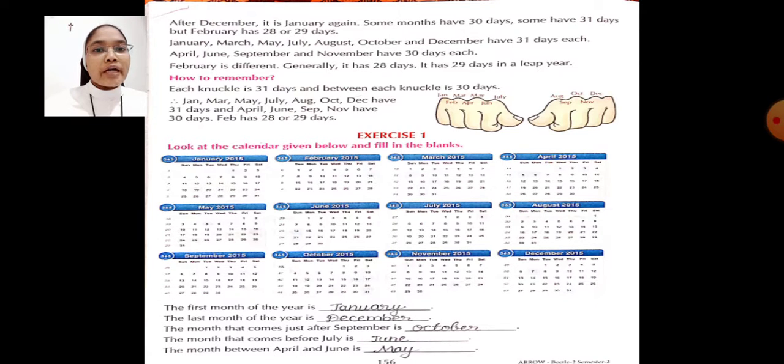The month that comes just after September is dash. You have to write in the blank October. After September what comes? October, isn't it? The month that comes before July is June. So you have to write June. The month between April and June is May. So you have to write down May.